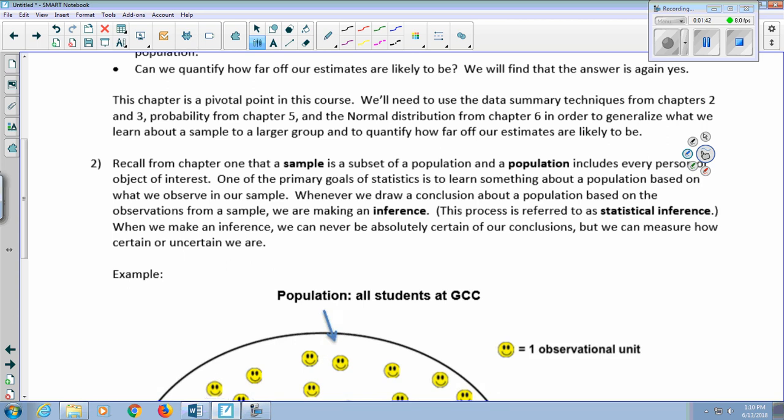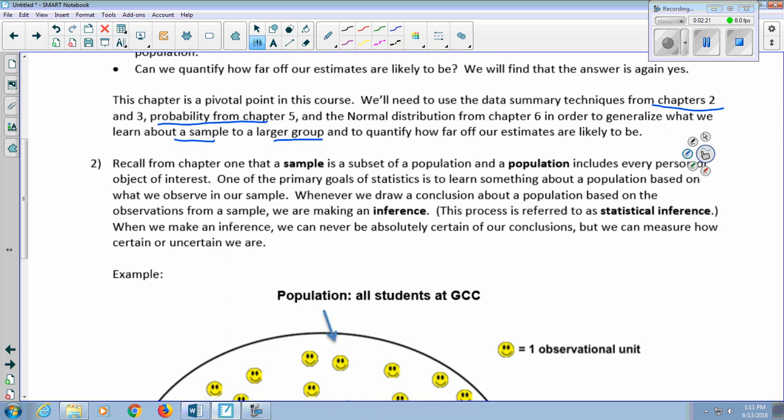We'll need to use data summary techniques from Chapter 2. Remember, in Chapter 2, we looked at whether we were looking at categorical or numerical variables and how to summarize data, whether we're using the mean or proportion. We'll also be using probability from Chapter 5 and the information we learned about the normal distribution from Chapter 6 in order to generalize information about a sample to the larger group.